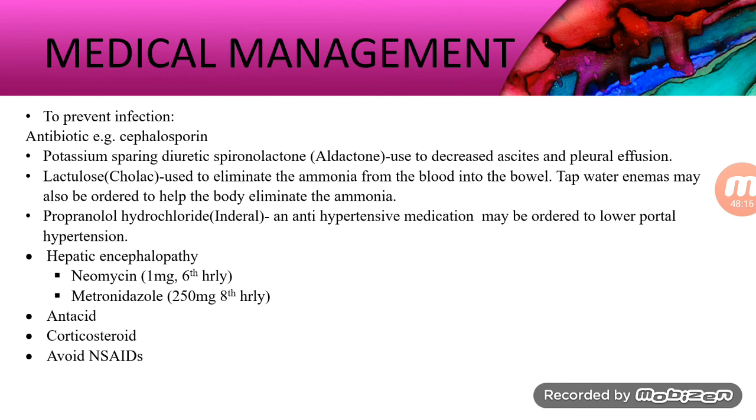Then lactulose, used to eliminate the ammonia from the blood into the bowel. So to remove the ammonia which is accumulated in the blood, by giving lactulose, we can eliminate it into the bowel. Then tap water enemas may also be ordered to help the body eliminate the ammonia. So to remove the ammonia, you can give enema and lactulose.